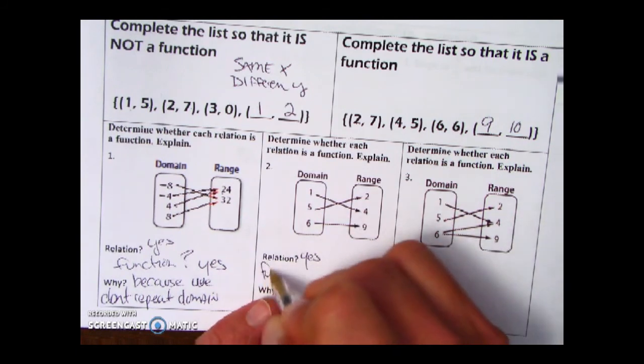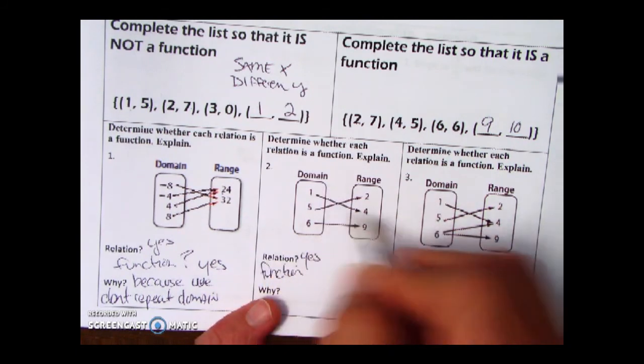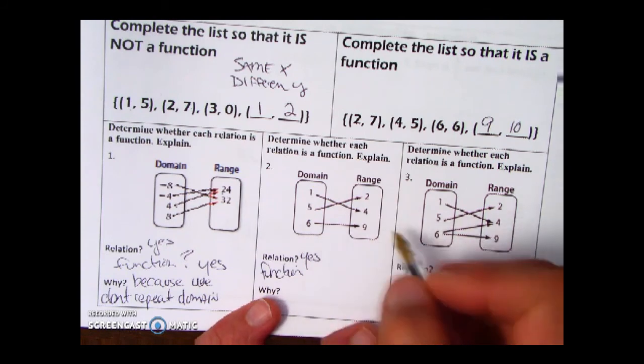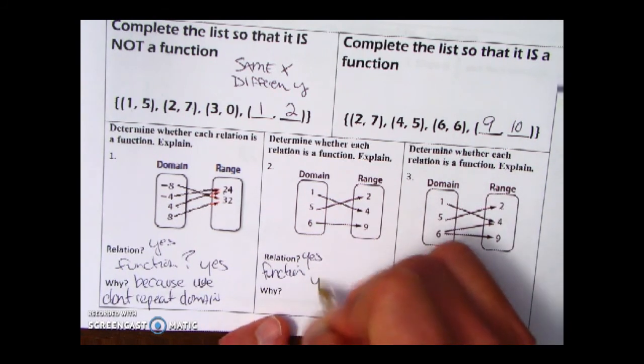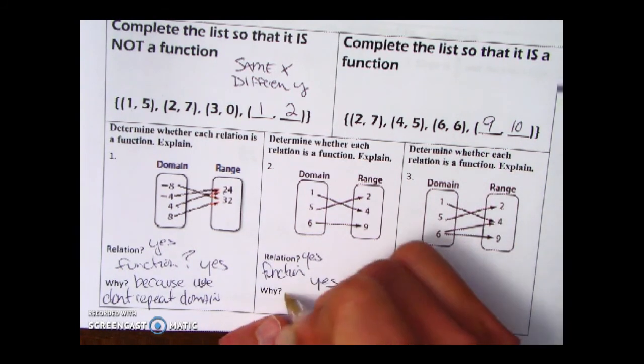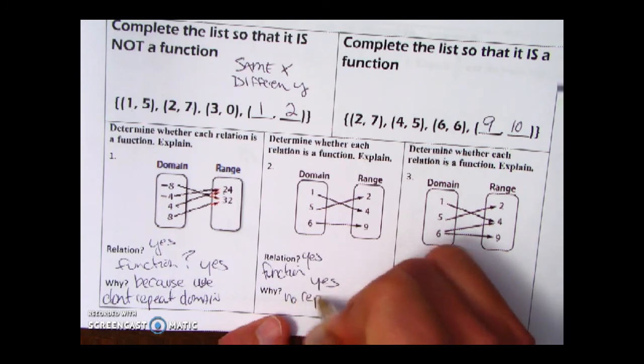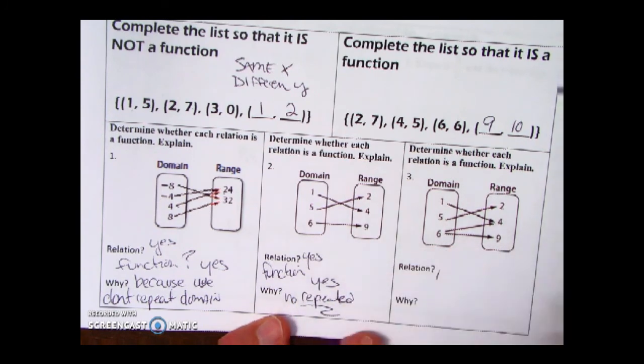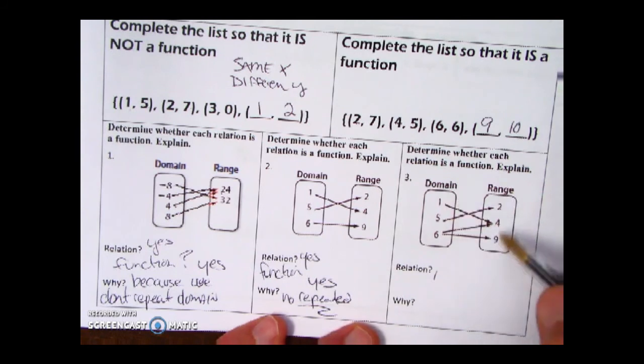Is it a function? Okay, if I put in a 1, I get a 4. If I put in a 5, I get a 2. If I put in a 6, I get a 9. Yes. Okay, we don't have any repeated. Okay, if I put in a 1, I get a 4. If I put in a 5, I get a 2. If I put in a 6, I get a 4 or a 9.